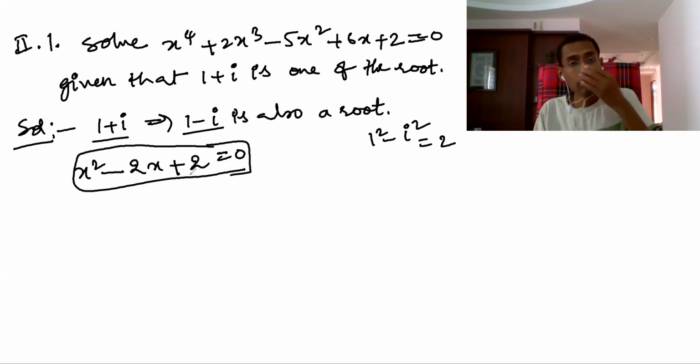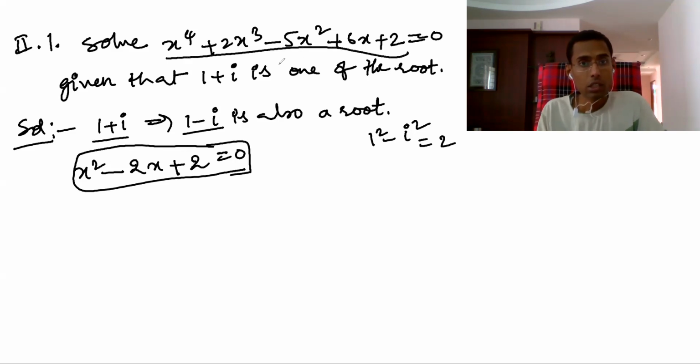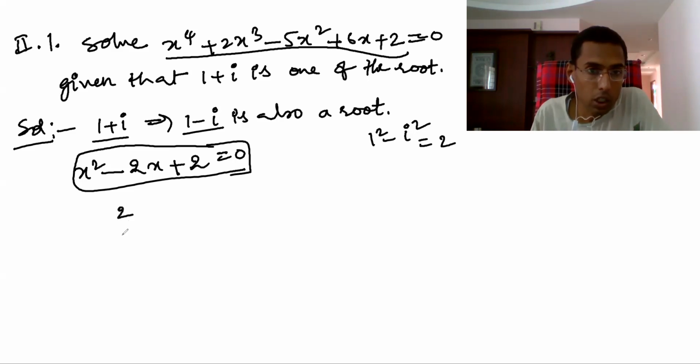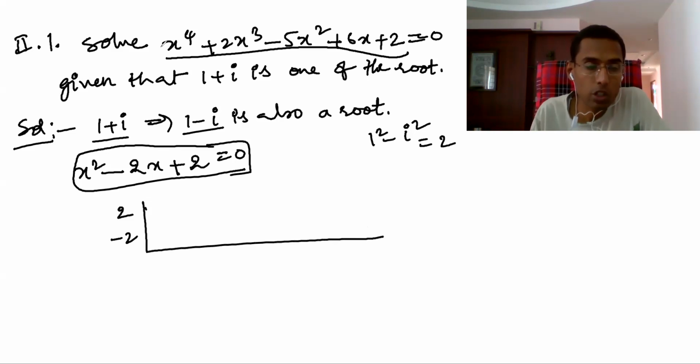But if these two are the roots, then this equation must divide this equation. Yes, this equation must divide this equation. So now let's see. I already taught you this method, where this is P and this is Q. Now we are going to do synthetic division, which means we are dividing this fourth degree polynomial with the second degree.